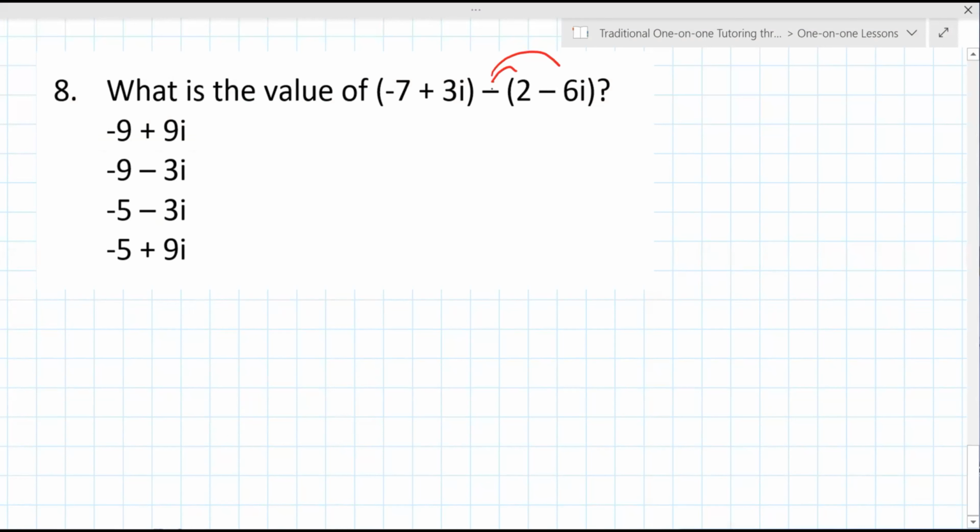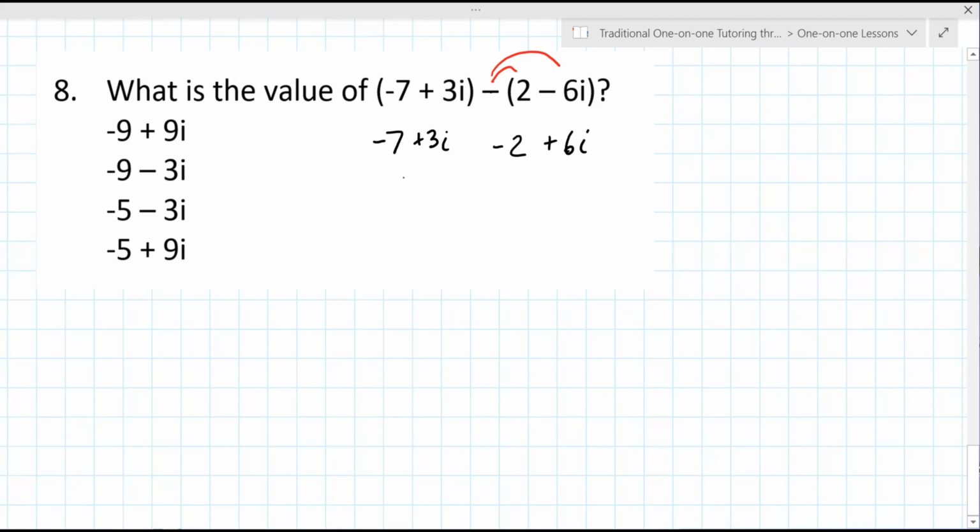So it's a negative here, positive here, it becomes -2. Do you agree with that? Yes. Negative times a negative is a positive, so plus 6i. And then the parentheses are not needed. Why are the parentheses not needed? And the answer is that there's nothing in front. There's no operator. Whereas on the right here, the operator is the subtraction.